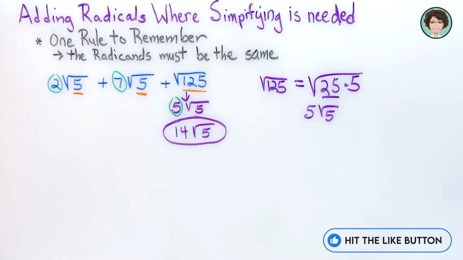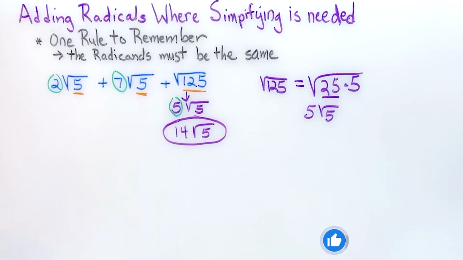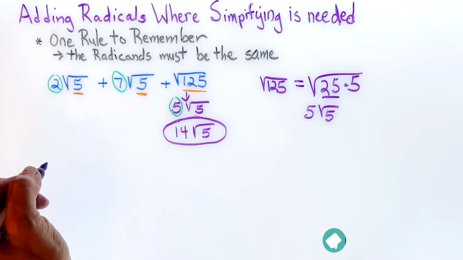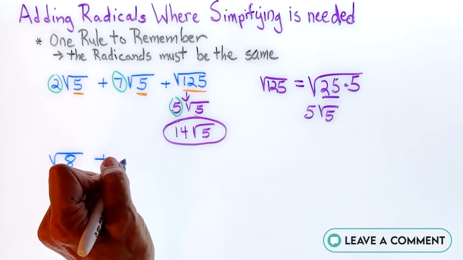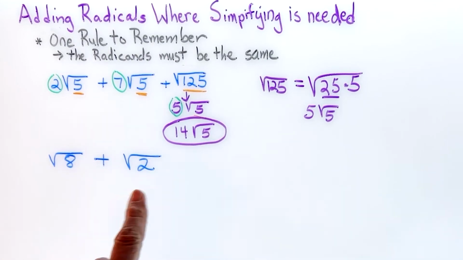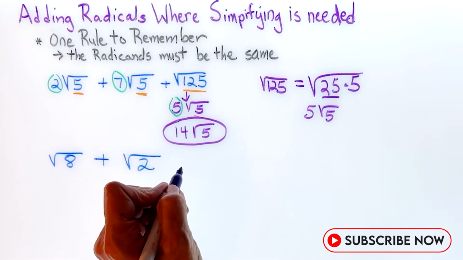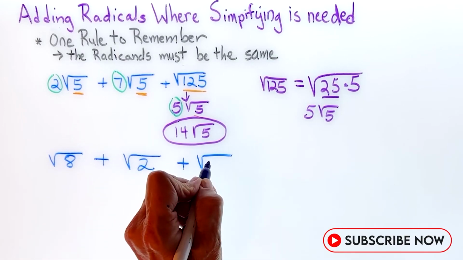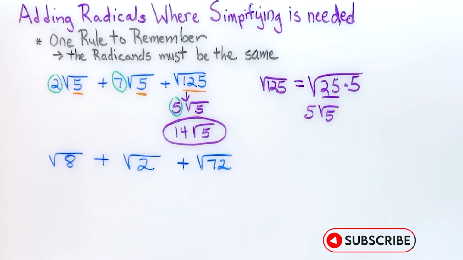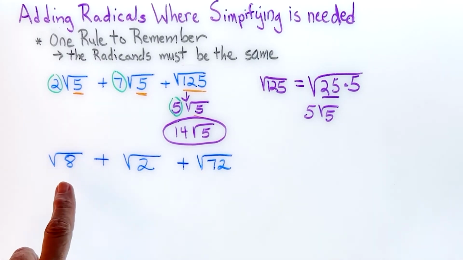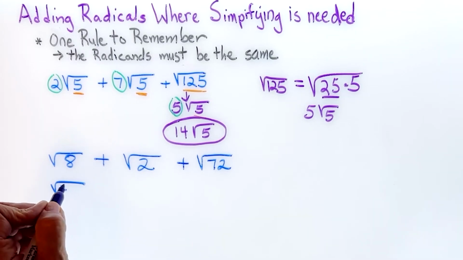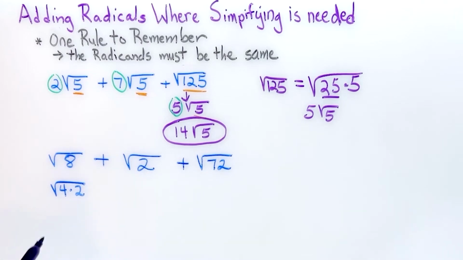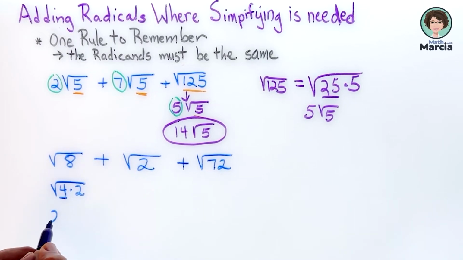When I am going to go ahead and add the following, I will tell you, sometimes if they give you a simplified square root, like the square root of 2, that's a hint that maybe the other ones can be simplified so the radicands are actually the same. So for the square root of 8, I'm going to break that up into the square root of 4 times 2. And we know the square root of 4 is 2, so 2 square roots of 2.